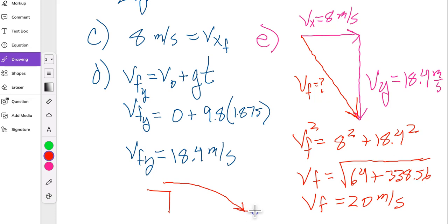So it has a speed to the right that we know is 8. We know that speed down is 18.4. And so the overall speed is what we want. And that's why your teacher did 64, which is 8 squared, plus 338.56, which is 18.4 squared, and then did the square root, just the Pythagorean theorem to find out that final speed at the angle. And that is how you do it.